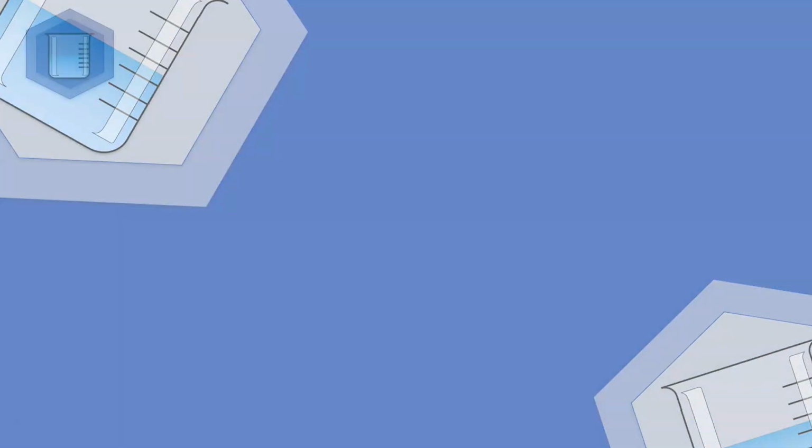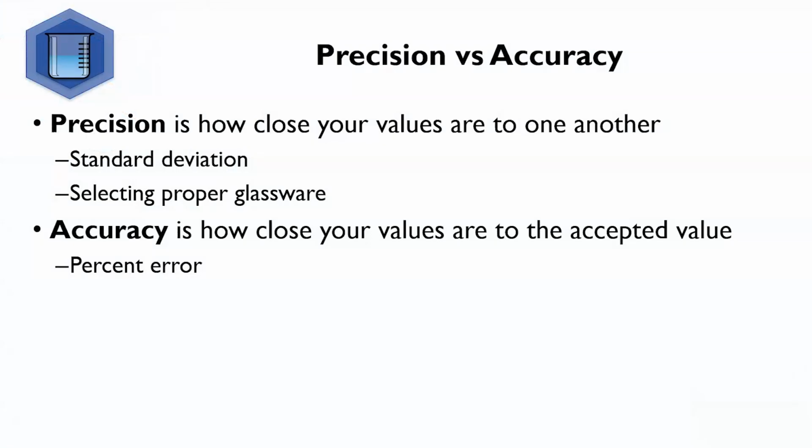Precision versus accuracy. We're also going to be evaluating 2 different things in this experiment, precision and accuracy. These 2 things mean something very different. Precision means how close your values are to one another. So if I record the mass of a sample 5 times and I have a very low standard deviation, I can have high precision. That tells me that all my values are very close to one another.